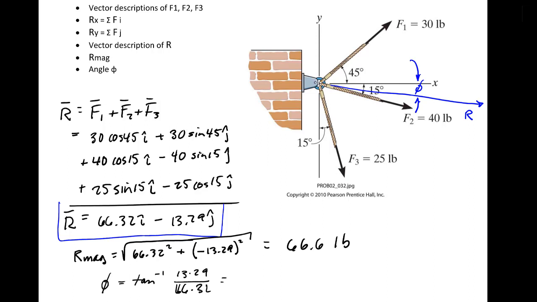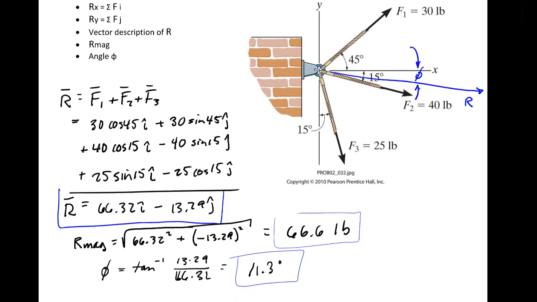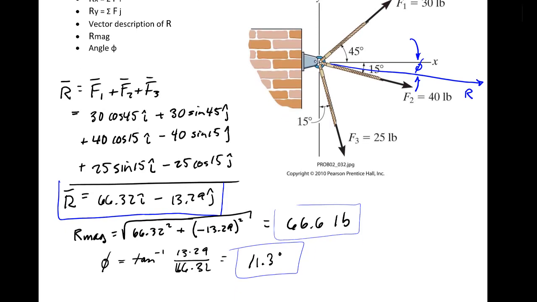And you get the angle is equal to 11.3 degrees. Anyway, so those are our two answers that we were looking for: the magnitude and the angle. And what I've defined here, this angle is a positive angle. I'm not going to really care whether it is a negative angle or a positive angle.